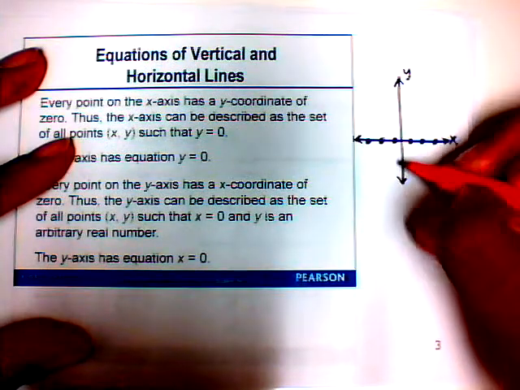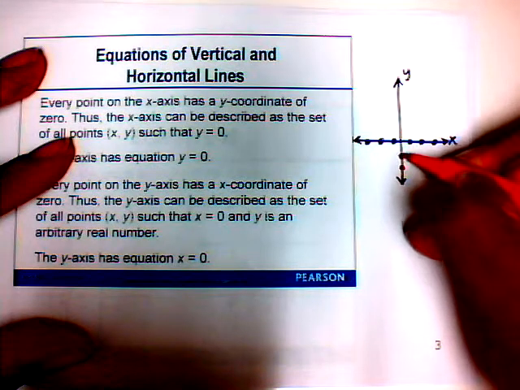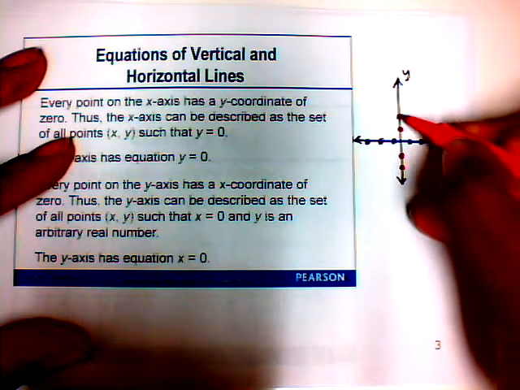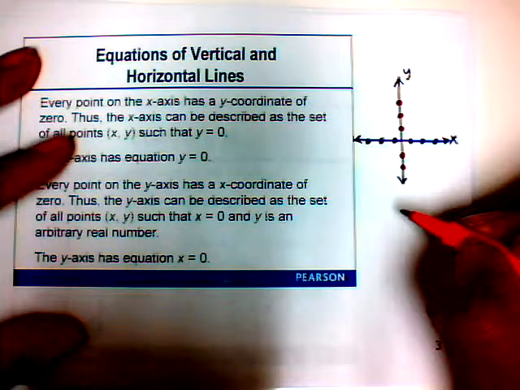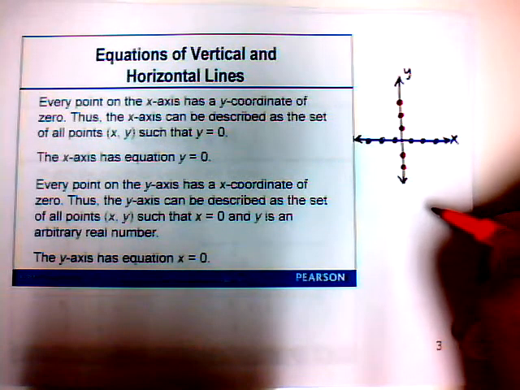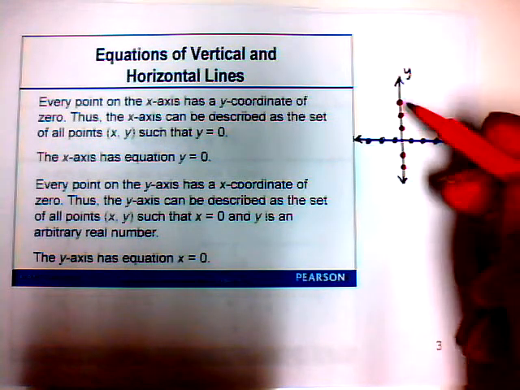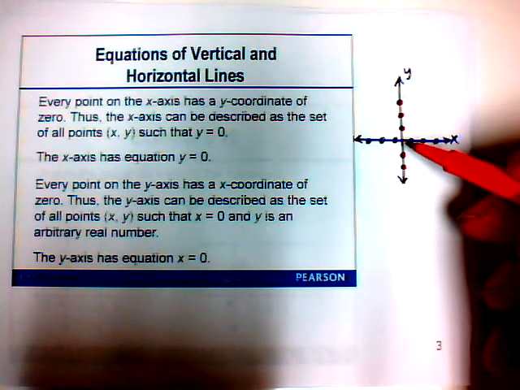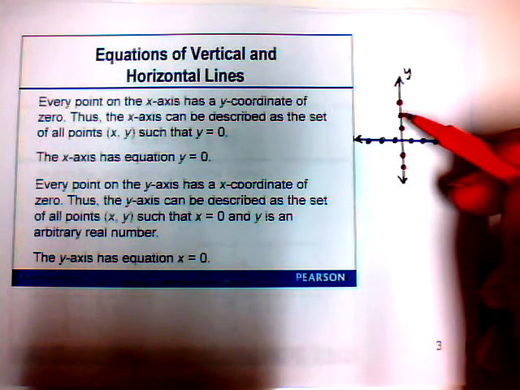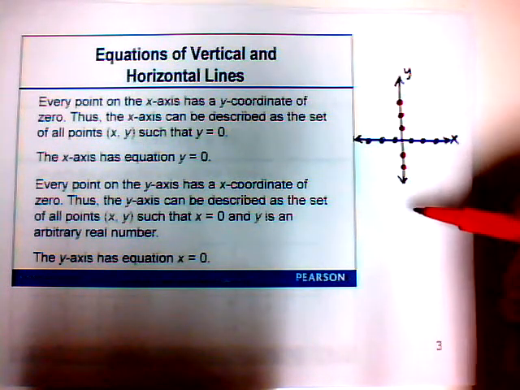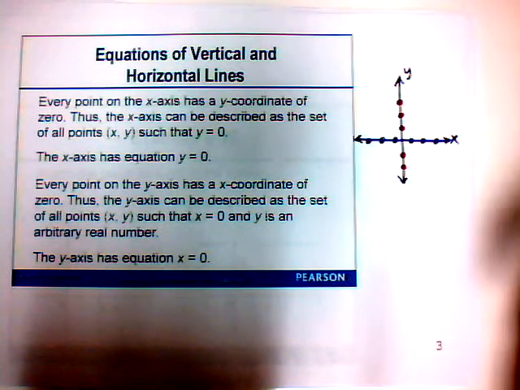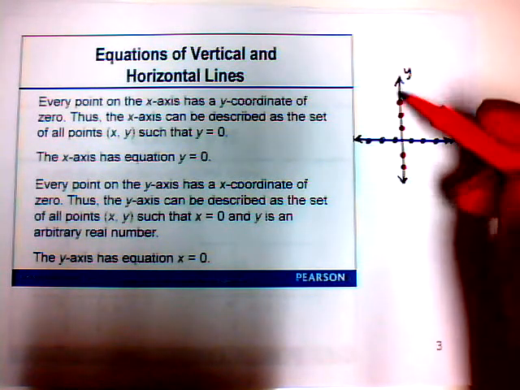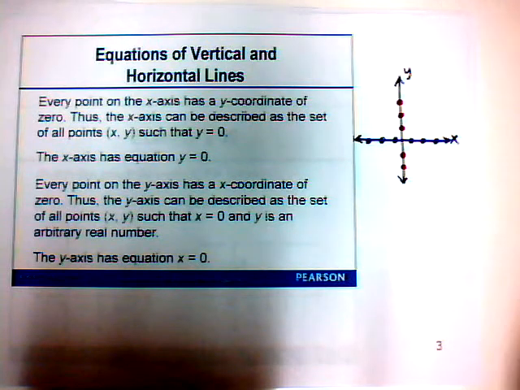So think of this as the y-axis here. Each point on here has the x-coordinate of 0, because the point is on the y-axis, okay? So x is 0, meaning you're not going to move to the left or to the right. So here, you move up or down. So your x-coordinate is always going to be 0. So that's why this y-axis will have the equation x equals 0.